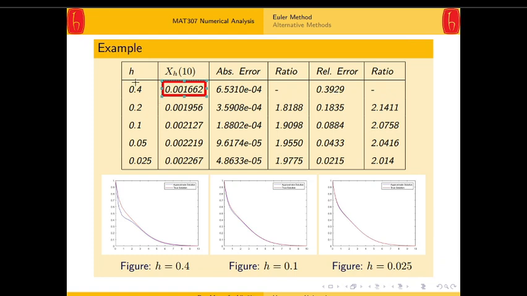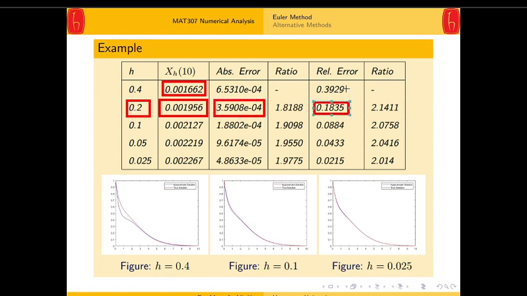And if we take half of the h value, instead of 0.4, if we take 0.2, then the xh value, the computed solution, will look like this, and the absolute error will be this quantity. Okay, and if we take the ratio of these two, this will be close to the number 2. And again, this is the relative error, and this is again the relative error with 0.2.